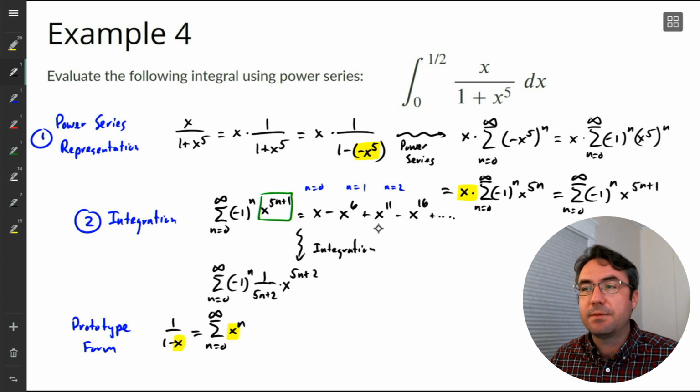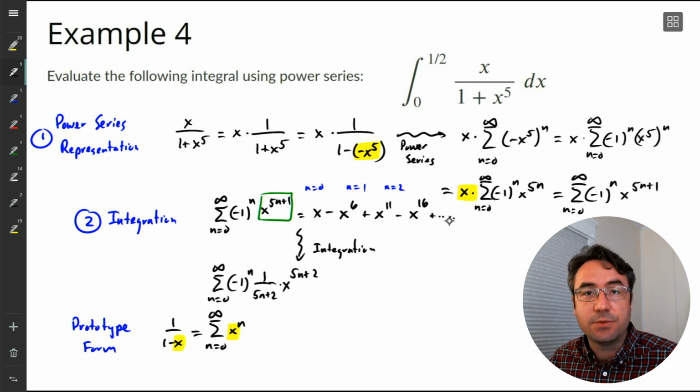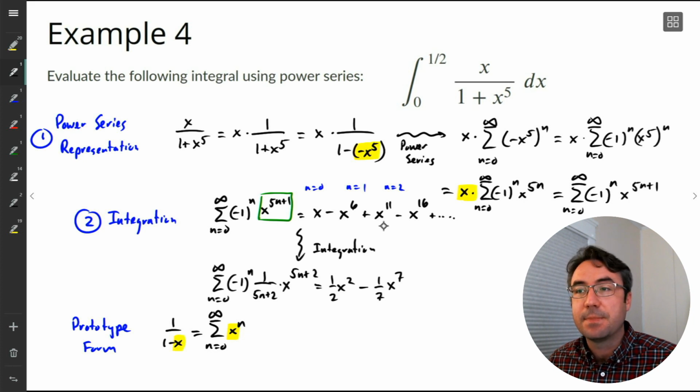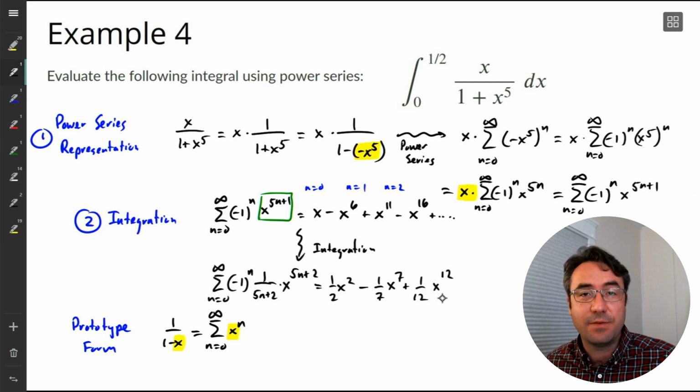What about if we integrate with it written out? What are we going to do? Well, we're just going to go through and integrate each of these terms individually. So what's the antiderivative of x? Well, it's 1/2 x squared. What's the antiderivative of negative x to the power 6? Well, it's negative x to the power 7 with 1 over 7 in front. What's the antiderivative of x to the power 11? Well, that's x to the power 12 with 1 over 12 in front. So we end up with 1 over 12 x to the power 12.